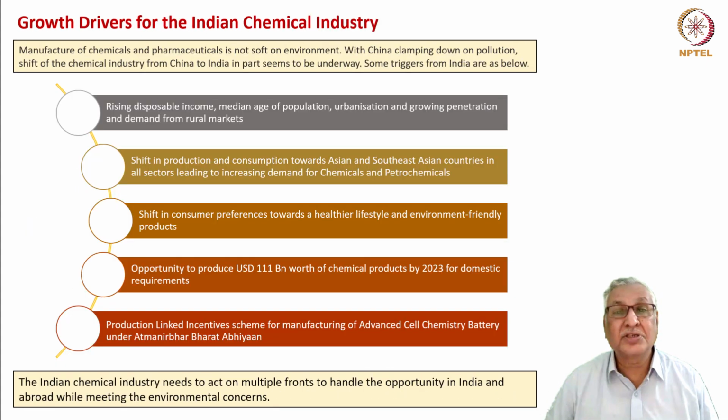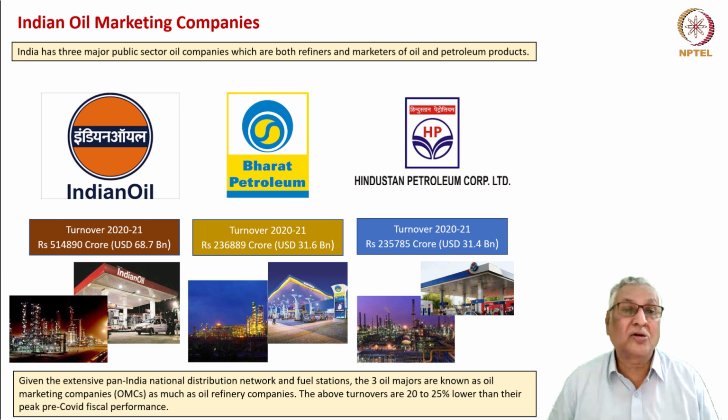After the Indian chemical industry, we have got the oil marketing and oil refining. We have three major public sector oil companies, which are both the refiners and marketers of oil and petroleum products, and they are giant companies. They have pan India national distribution and the retail infrastructure. They have got turnovers which are continuously growing given the demand for the petroleum products in India. While electrification is going to lead to a slowdown, the growing rate of industrialization would ensure that at least for the next 5 to 10 years, the growth profile of the oil refining and oil marketing industry gets established.